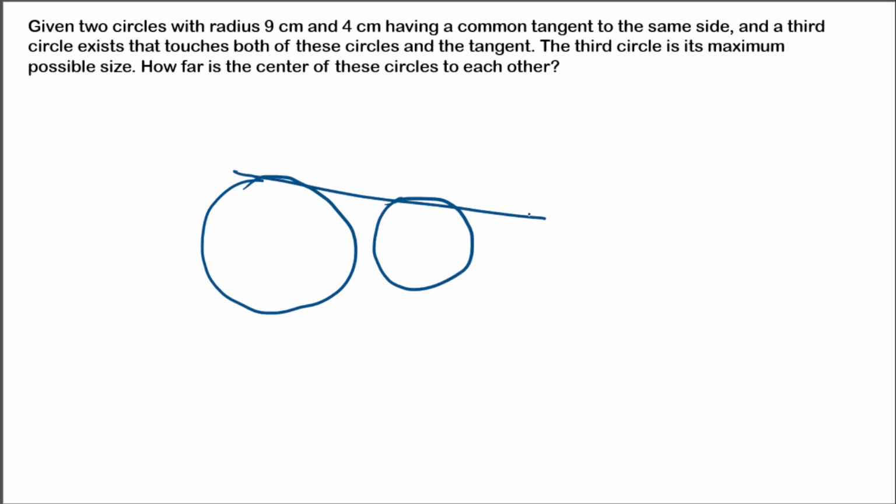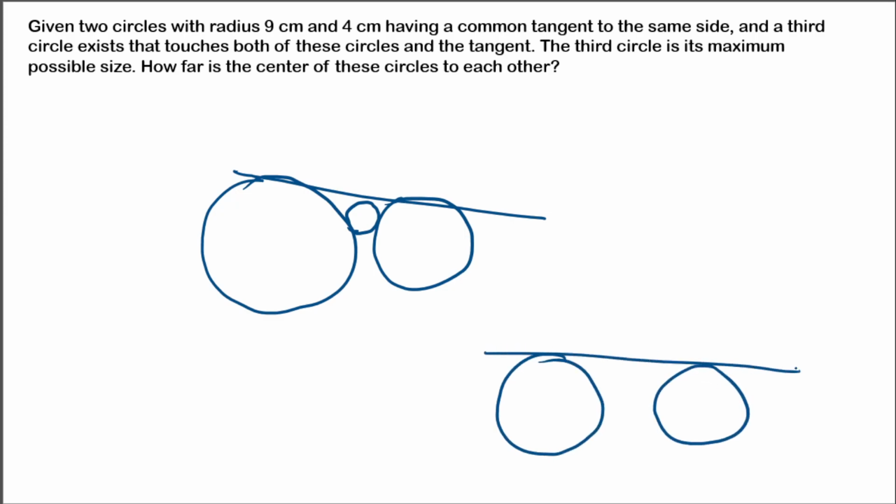Now how many circles can be tangent with them? Like this can be a possibility, right? This can be a possibility. If the circles are further apart from each other, then this might be something a little bit bigger, something like this, right? So if the circles go away from each other, the circle in between them gets bigger and bigger, right?